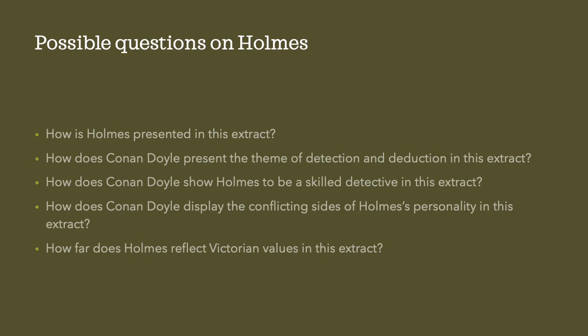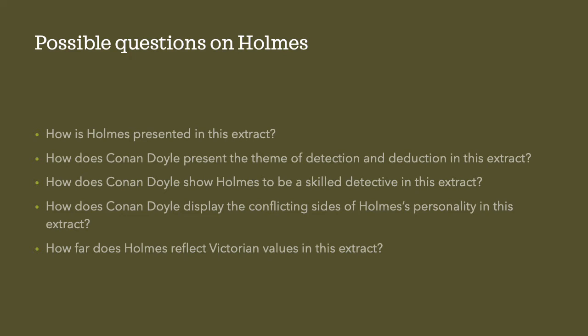Thirdly, how does Conan Doyle show Holmes to be a skilled detective in this extract? Fourth, how does Conan Doyle display the conflicting sides of Holmes's personality in this extract? Finally, how far does Holmes reflect Victorian values in this extract?